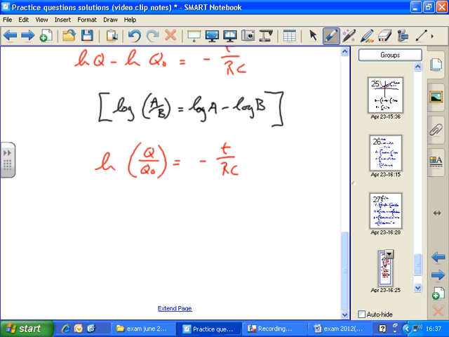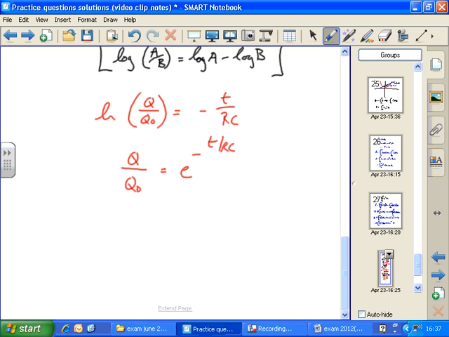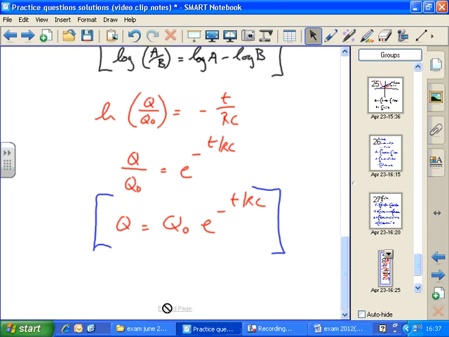Getting rid of the natural log by finding the exponential function of both sides, we get q over q0 equals e to the minus t over RC. Bringing the q0 up to the other side, we get that q equals q0 e to the minus t over RC, which is the more generally accepted way to write the solution to that differential equation, and might well be a formula that you're familiar with.